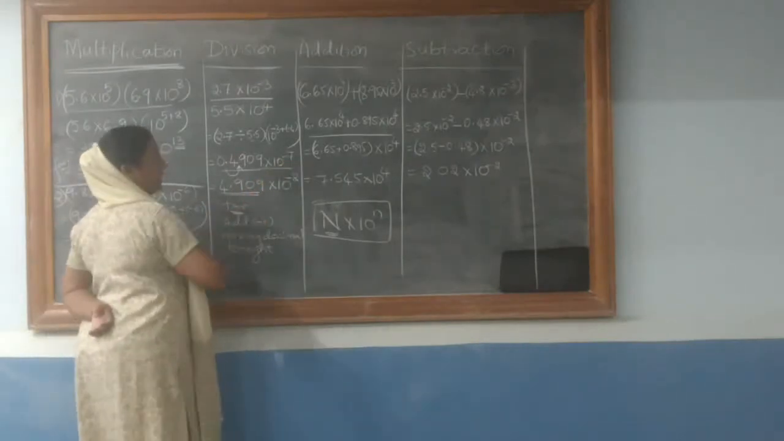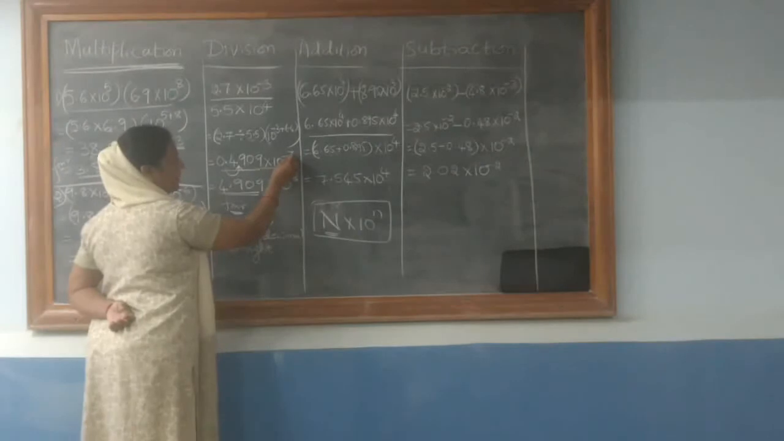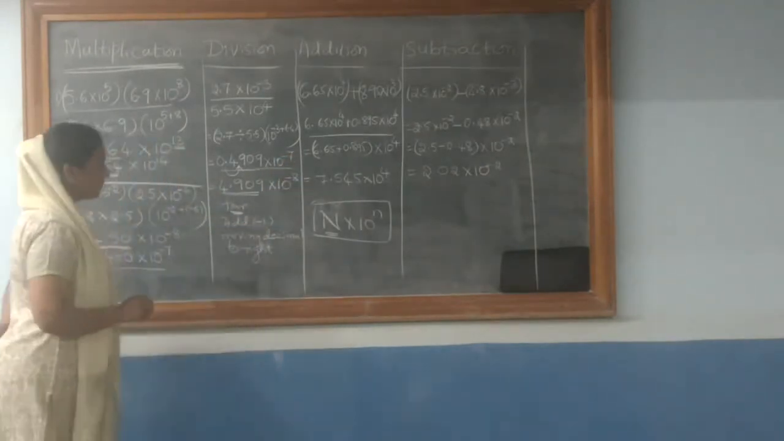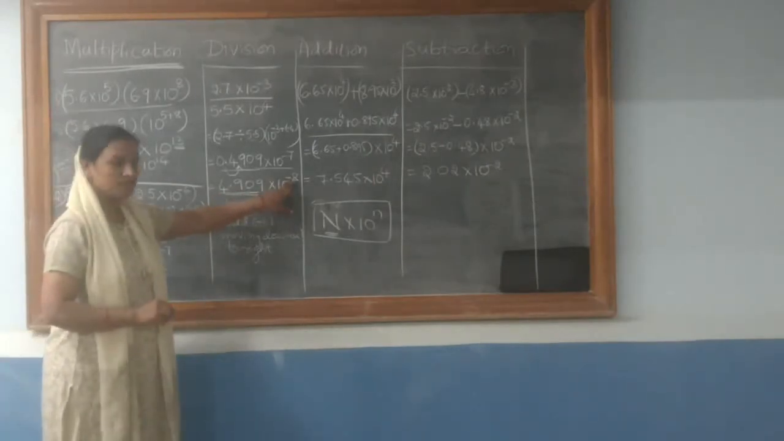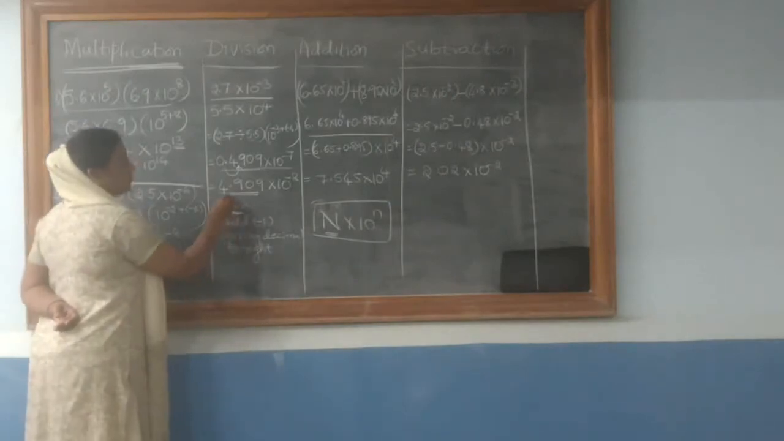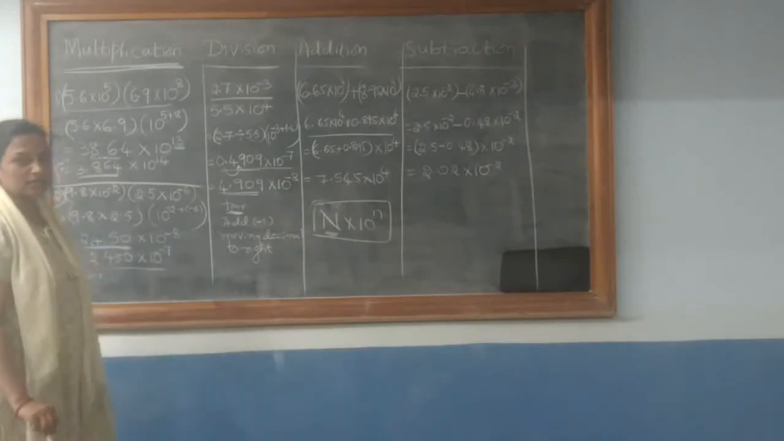Again add 1 here. So if you add 1, it will be minus 7 plus minus 1, which will be minus 8. So therefore in the final answer it will be 4.909 into 10 to the power of minus 8. So there are 4 significant figures in the final answer.